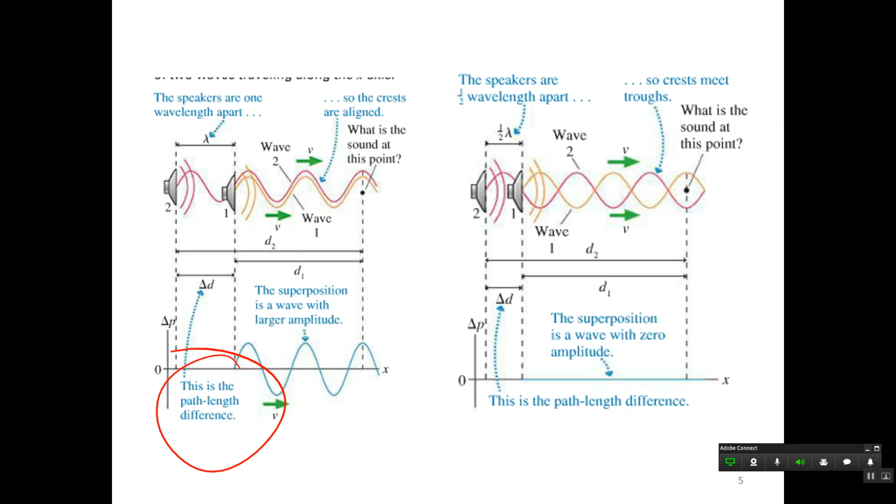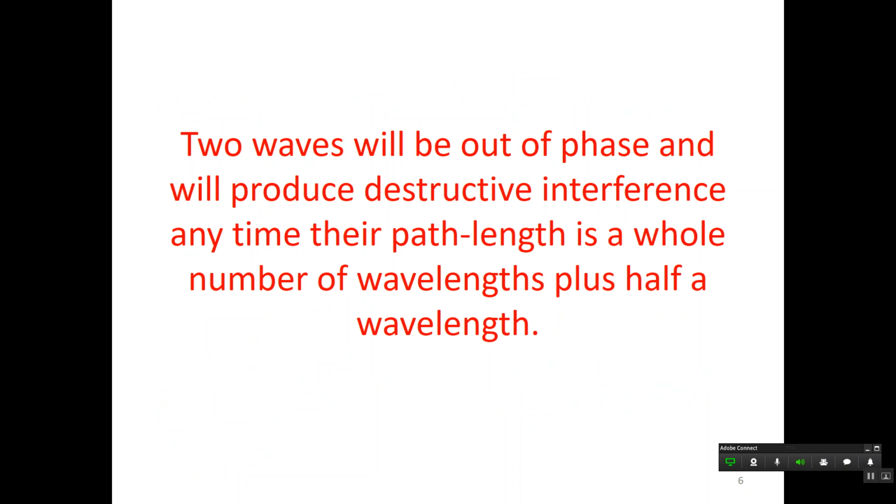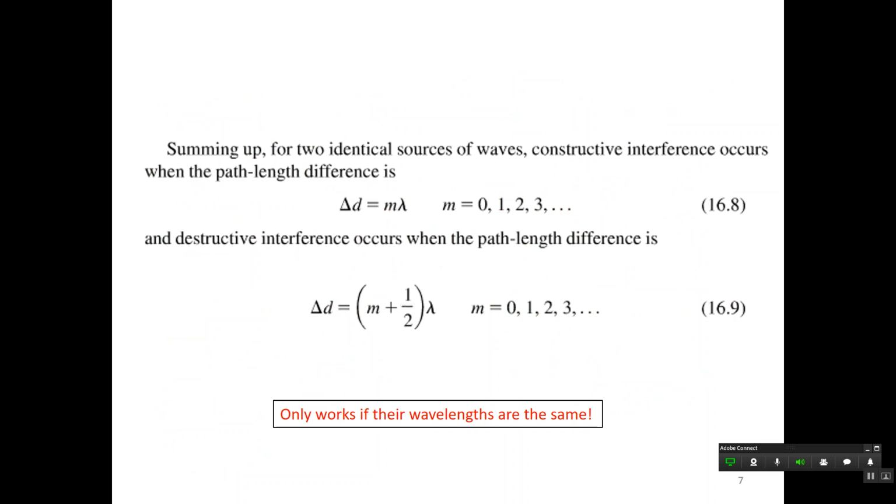Like I said, if the path length difference is a multiple of the wavelength, then you're going to get constructive interference. If the path length difference is a multiple of the wavelength plus a half, then it's going to be destructive interference. The equations are right here. So if the path length is an integer multiple of the wavelength, you get constructive interference. It could be anything, zero, but it has to be an integer. And the same thing for destructive interference.